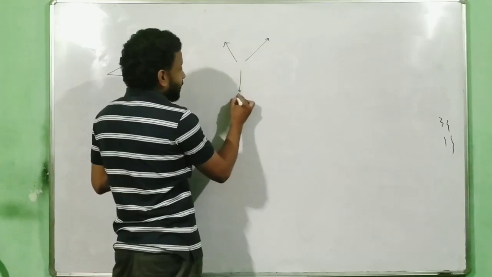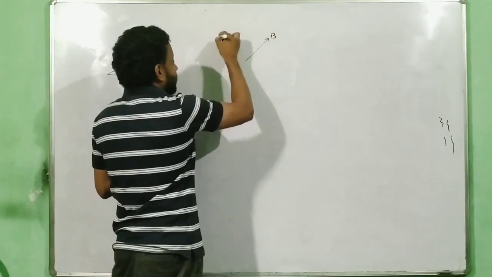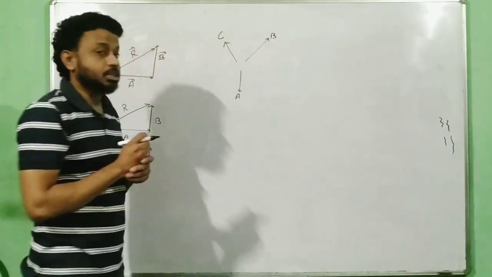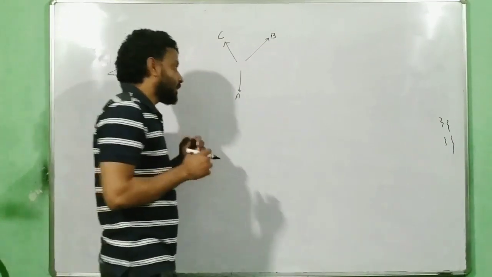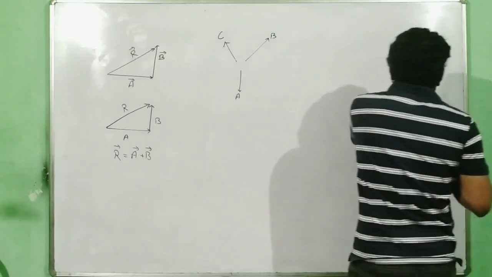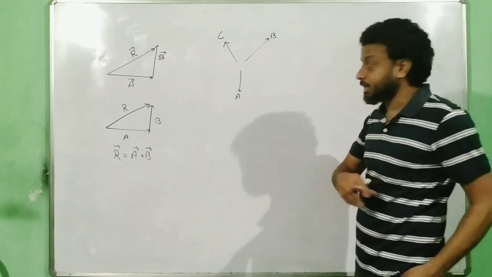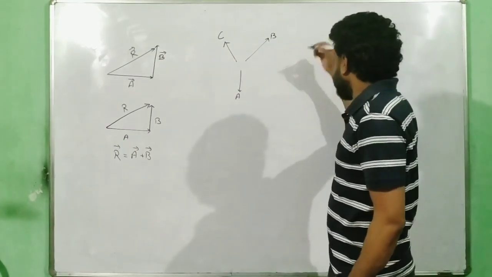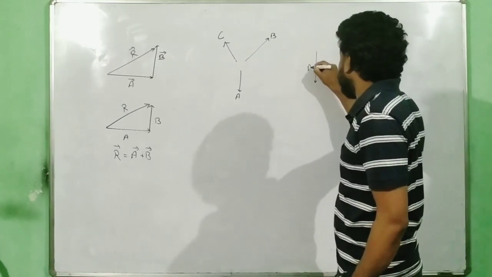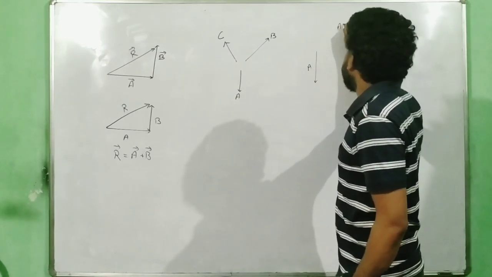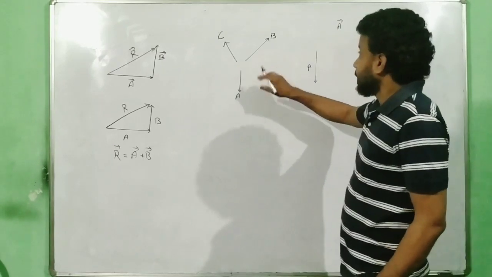So let us say this is my vector A, this is vector B, and this is vector C. The question is saying to draw the vector diagram, so I have to arrange them in the format of A, B, and C. Now what is vector A? So I draw it here and write vector A. Vector A done.